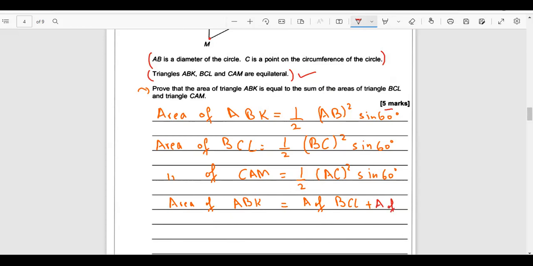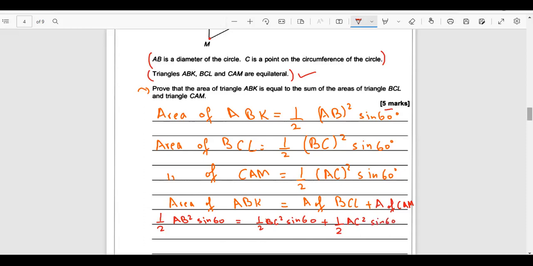Just start with the left side and make it look like the right side, or you can start with the right side, or you can start with both of them, and at the end whatever you're getting would basically be some equation which is true in general. Okay. Area of ABK turned out to be half AB square and then sine 60. I'm writing it down as it is, and then area of BCL was half BC square and then sine 60. And then area of CAM was half AC square and then sine 60.